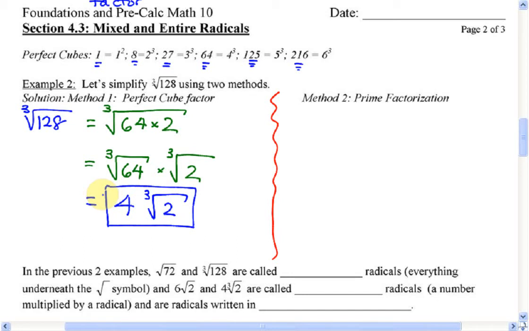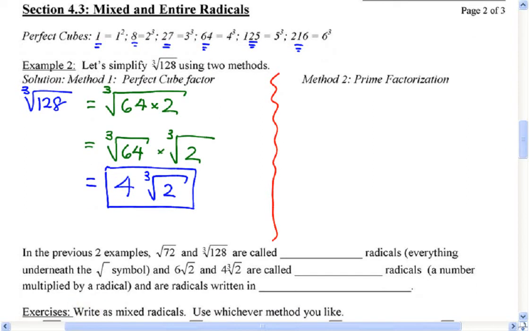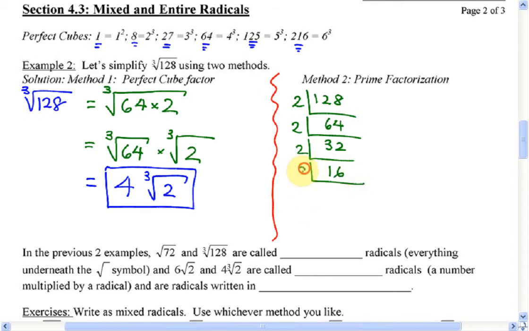Okay? Now, once again, let me show you method number 2. And then afterwards, I'll have some examples down here that you can try on your own to figure out which method you like. Prime factorization, once again, means take the 128 and let's find the prime factors. What does 128 divide by? Let's try 2. 128 divided by 2 gives you 64. 64 is still an even number. What should I try to divide this by? 2. 32. 2. 16. 2. 8. 2 again. 4. 2 again. To 2. And we'll stop at that 2 because the last number here is prime.